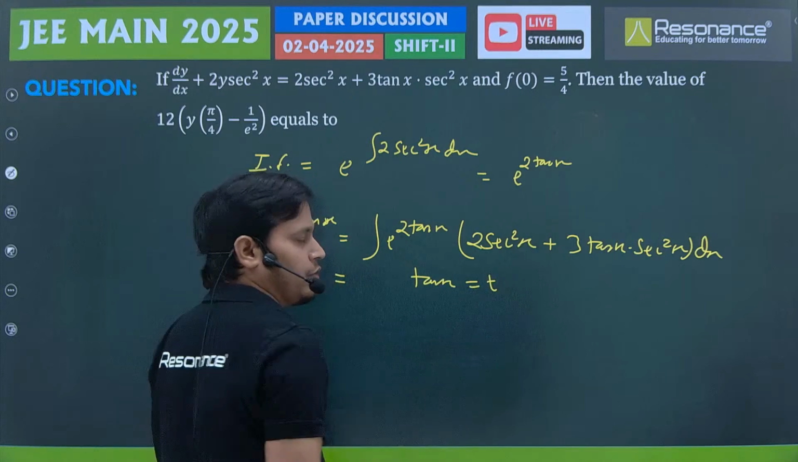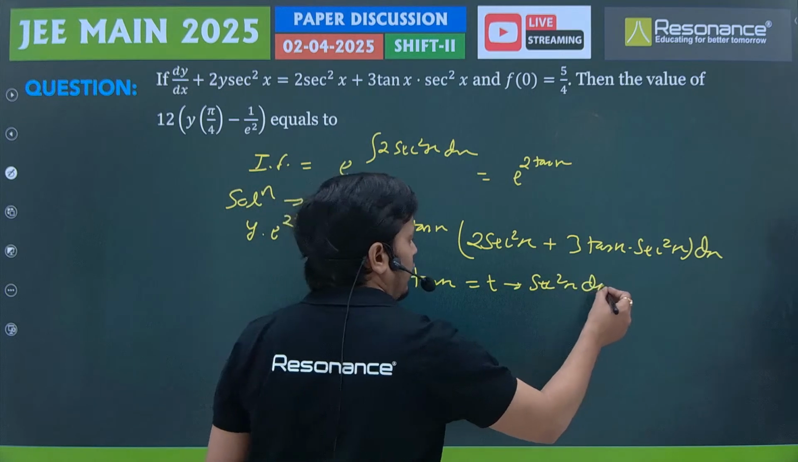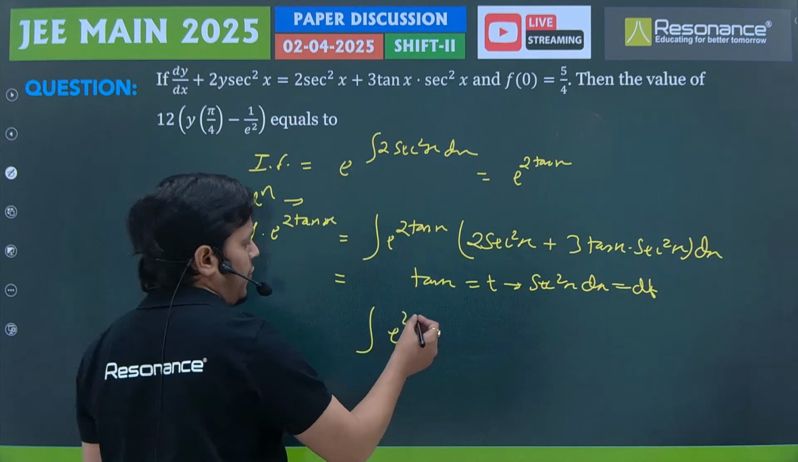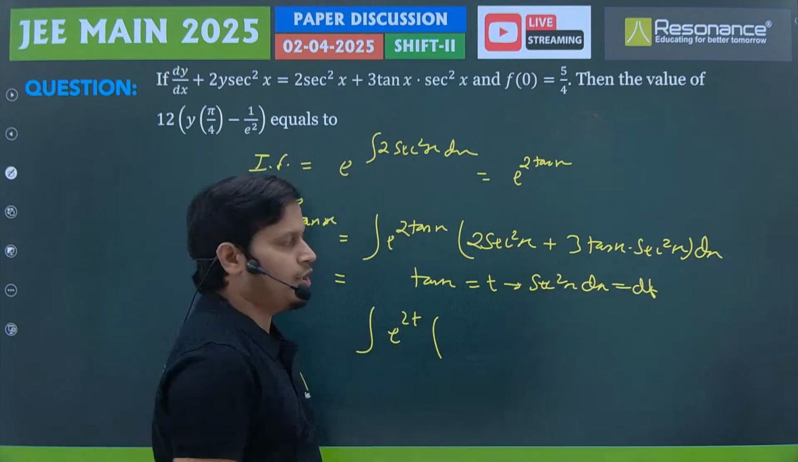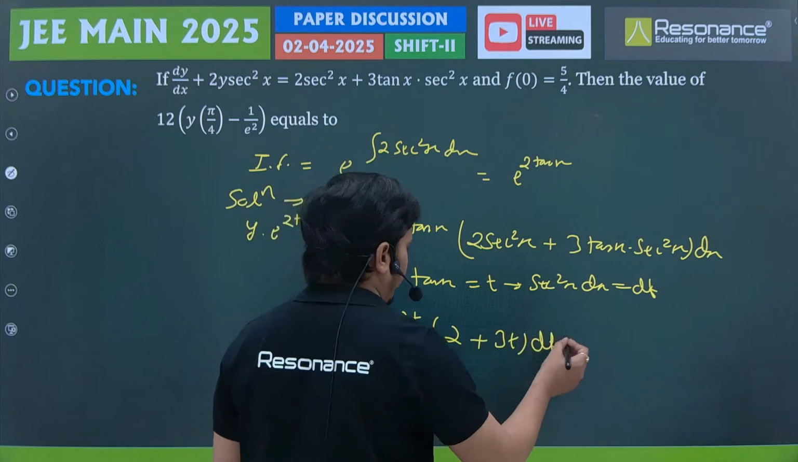Let tan x equal to t. Then what you are getting? sec square x into dx equal to dt. Here tan x is t, so we have e power 2t. Here sec square is common, sec square into dx becomes dt. Here 2 will remain, and this side you have 3t into dt.